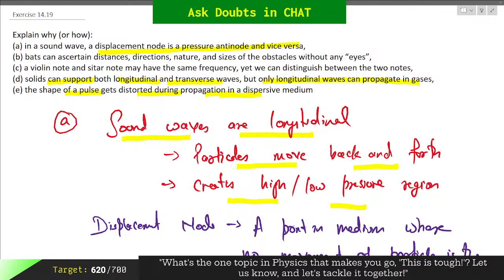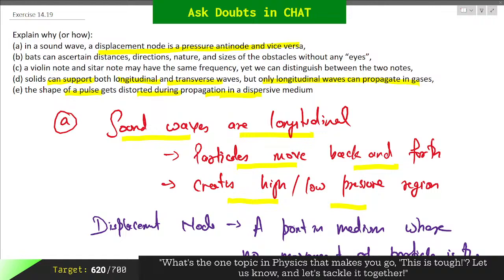Hello everyone, welcome to the discussion of exercise questions of chapter 14, that is waves, of class 11 NCERT physics. So the first question says: explain why or how in a sound wave the displacement node is a pressure antinode and vice versa. So the complete question is, in a sound wave the displacement node is a pressure antinode and the pressure node is a displacement antinode and vice versa.